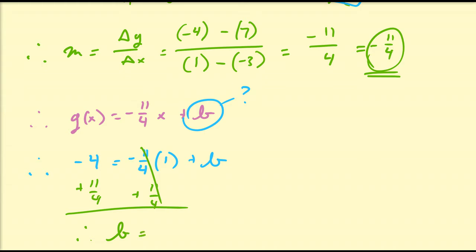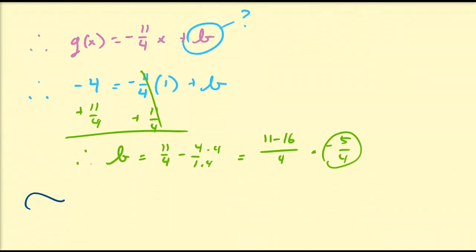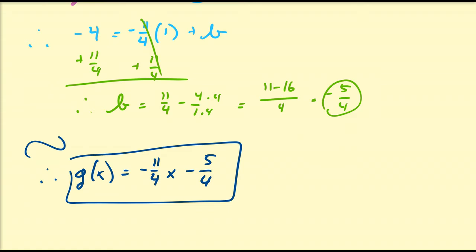So I get that b must be equal to 11 fourths minus 4. I'm going to get a common denominator here, so that's going to be 11 minus 16, all divided by 4, which we know is going to be negative 5 fourths as my vertical intercept. So with this being said, our linear function that we desire is going to be equal to negative 11 fourths x minus 5/4. And that is the linear function that satisfies the two criteria that I wanted.